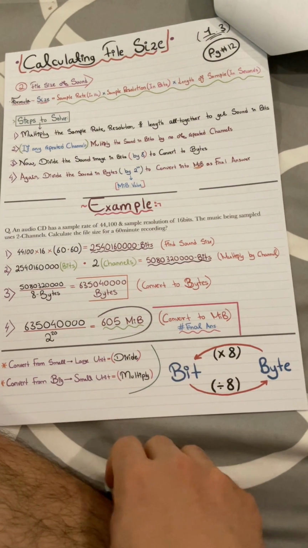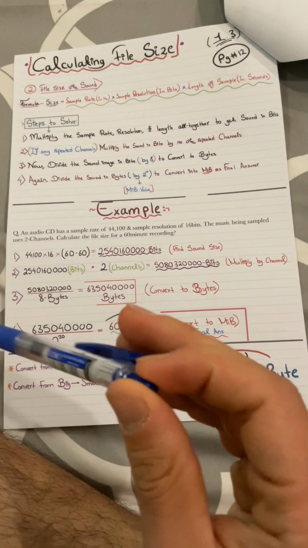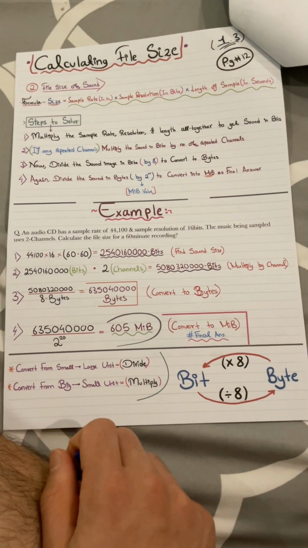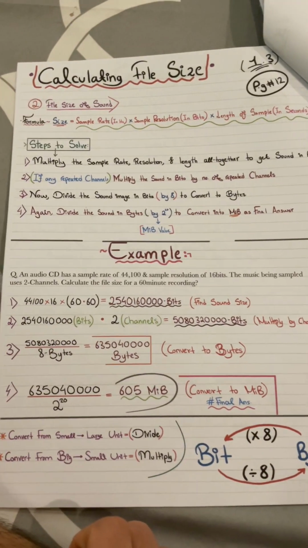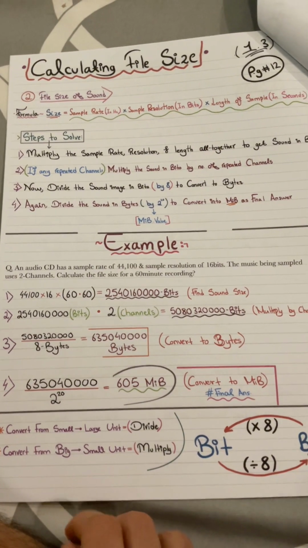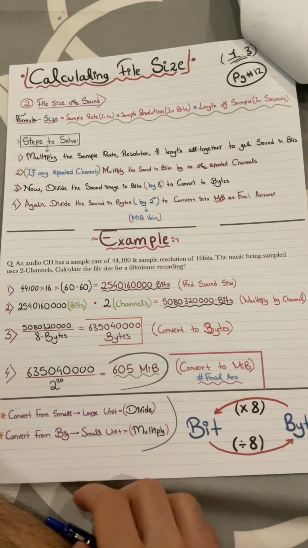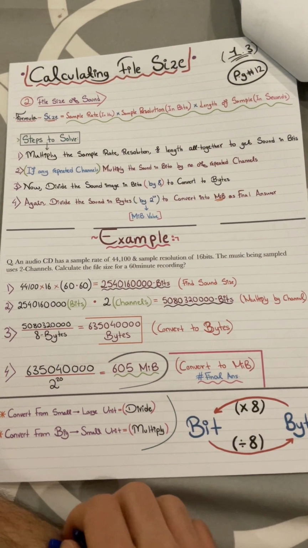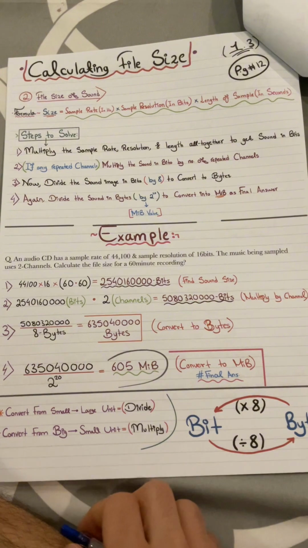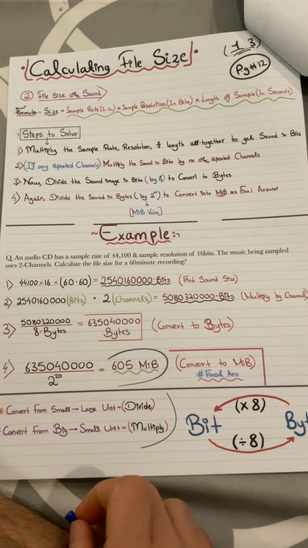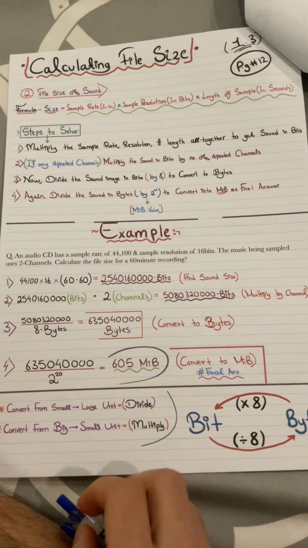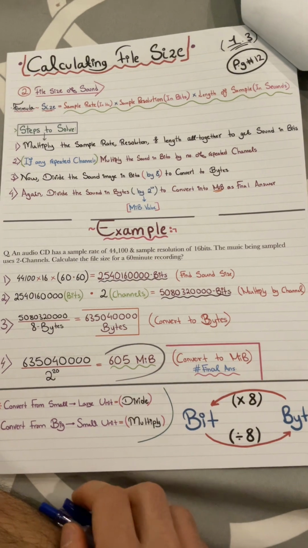Okay, let's solve this example. Actually, let's first understand how to calculate sound. Sound is basically very simple. The size of the sound file is the sample rate in hertz times the sample resolution times the length of the sample in seconds. So you multiply it all together. If there are repeated channels, of course, multiply it again, divide by 8 to get the size in bytes, and then again divide the sound in bytes to convert to megabytes as a final answer.